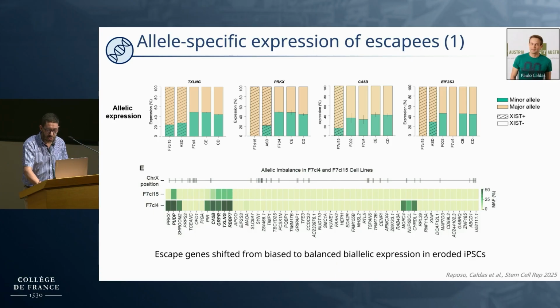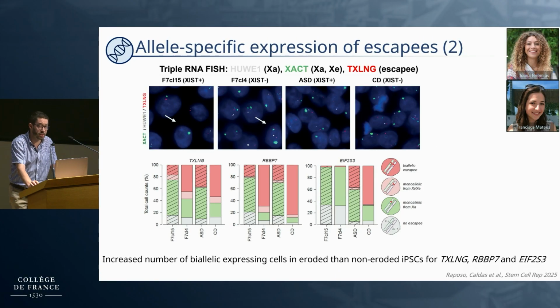To delve a bit further into this and gain some single-cell resolution, we performed triple RNA FISH on three different escapee genes. We used EU1 to mark the active X. This is a gene that never reactivates in our eroded lines. XIST is a marker of both the active X and inactive X, and then each of our escapee genes, in two pairs of XIST-positive and XIST-negative cell lines.